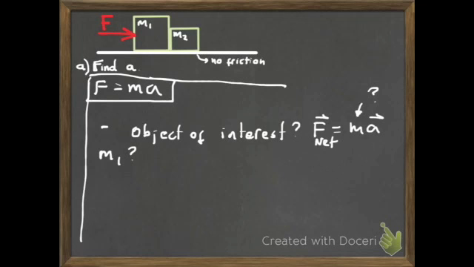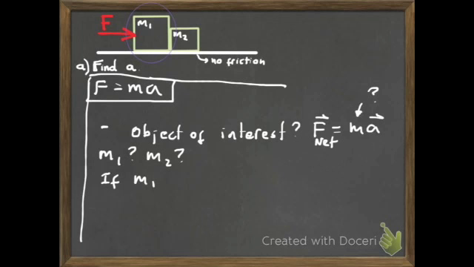So should we choose M1 as the object of interest? I'm not going to give you the right answer immediately. I'm just going to explore with you the different possibilities. So suppose that we assume that M1 is the object of interest. Well, if M1 is the object of interest, draw a circle around it. That's your object of interest.